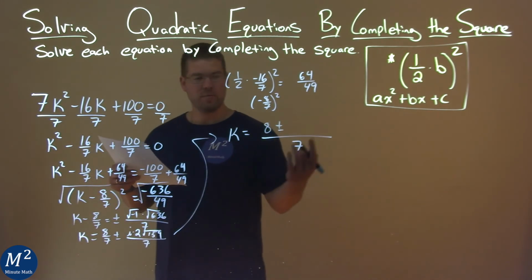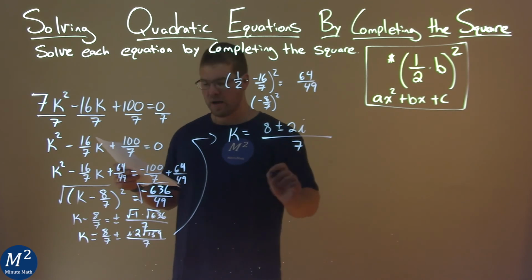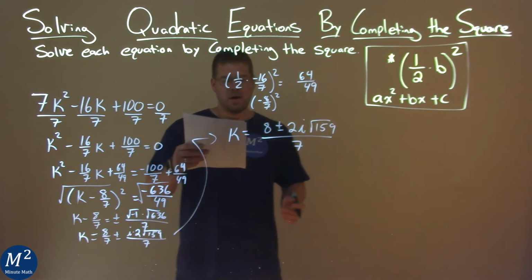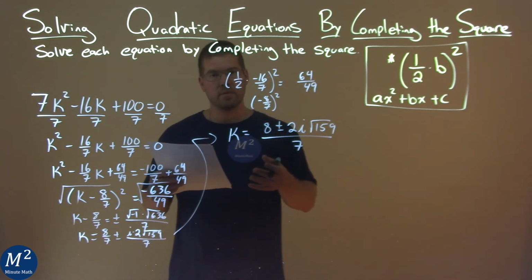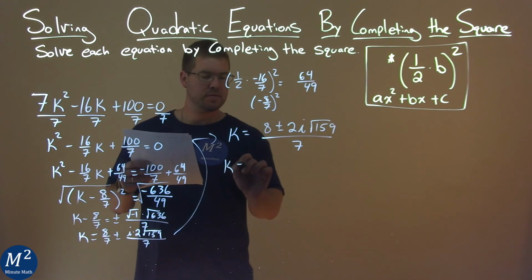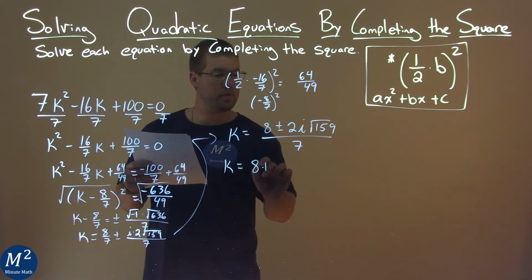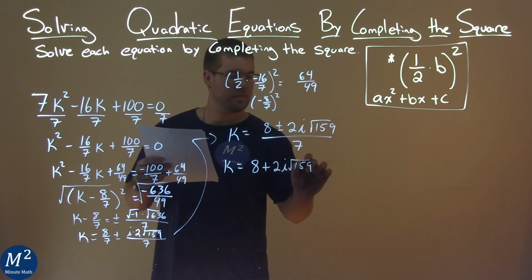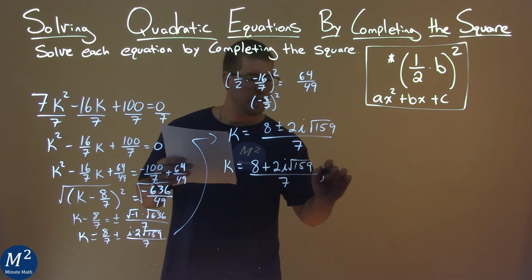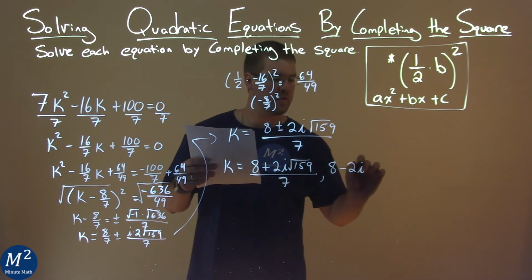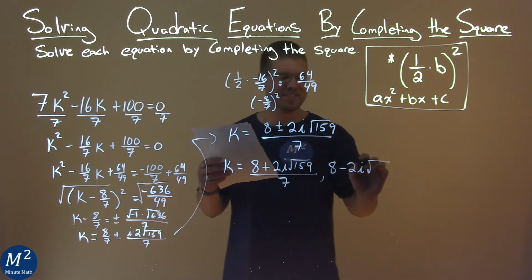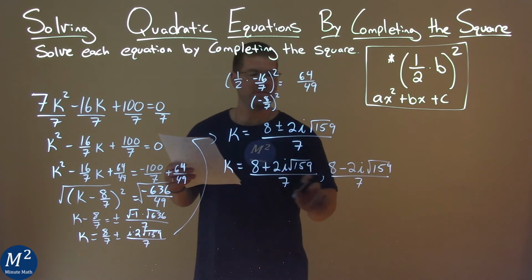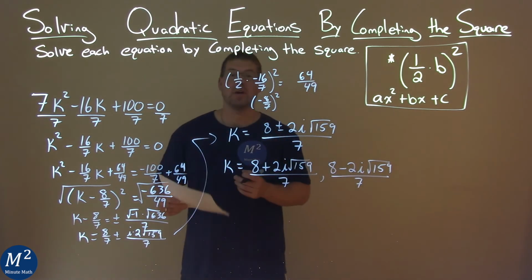Proper technique or writing would have the 2 first, then the i, and the square root of 159. Now, this represents two numbers, so we can write them individually as k equals 8 plus 2i square root of 159 over 7, and then 8 minus 2i times the square root of 159 over 7, and these two are our final answers.